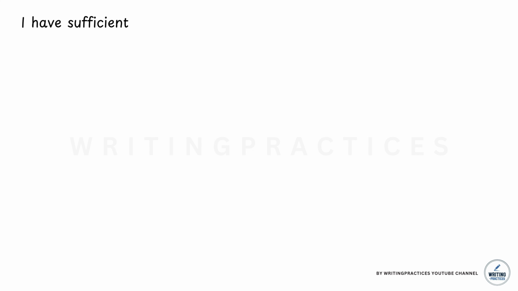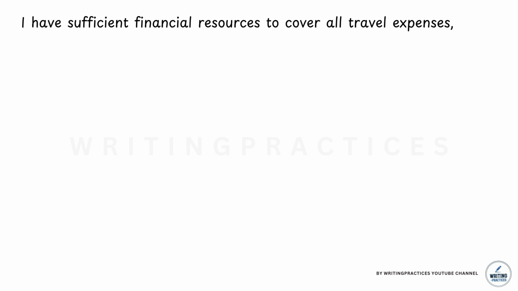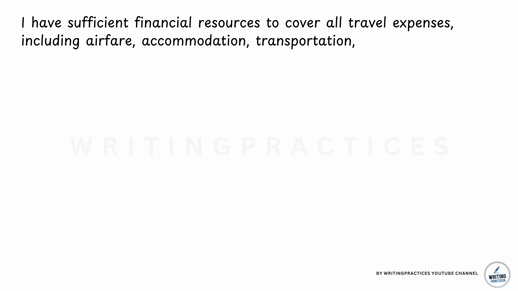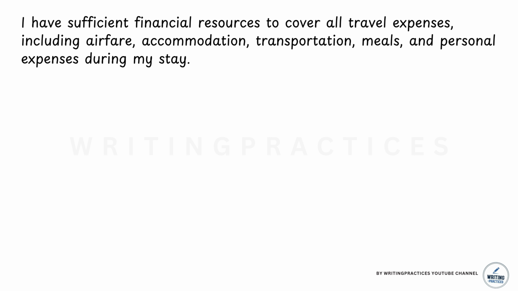10th paragraph, financial capacity. Confirm your ability to cover expenses. Example: I have sufficient financial resources to cover all travel expenses, including airfare, accommodation, transportation, meals, and personal expenses during my stay. This reassures immigration officers that you can support yourself during your visit. It reduces concerns about financial hardship while in Australia. Your supporting documents should match this statement.